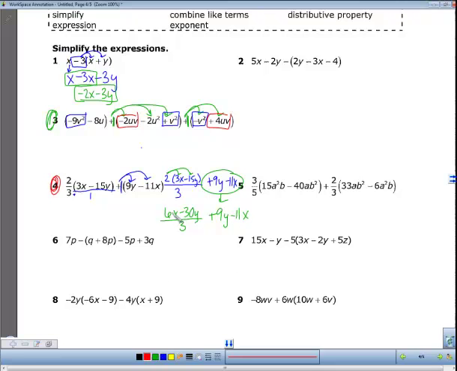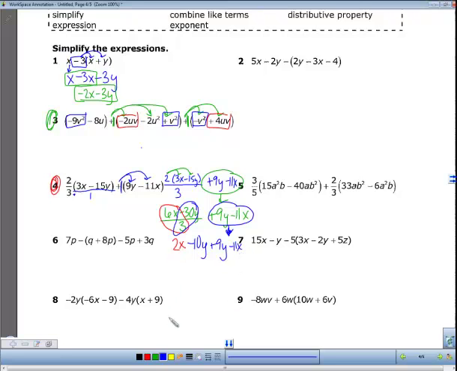Now, with 2 terms being divided by 3, I divide both of them separately. 6x divided by 3 is going to give me a positive 2x. And then negative 30y divided by 3 gives me a negative 10y. And then again, I take this and just bring it straight down. So I have a positive 9y minus 11x.